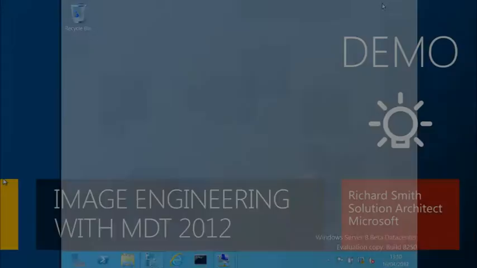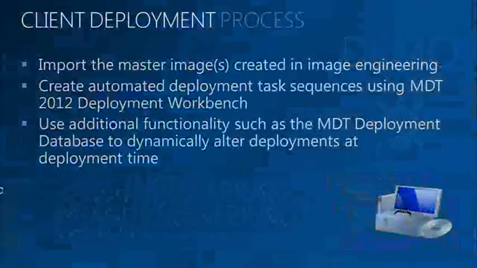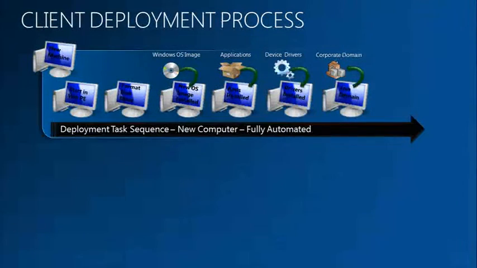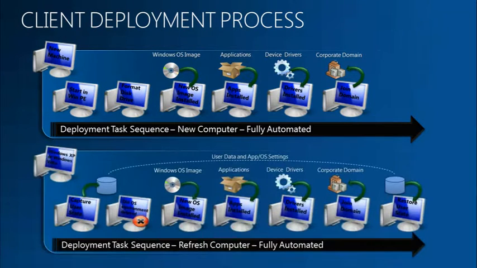So let me just summarize what we've seen here. The client deployment process itself has to take into account a number of different variables. Whether we're deploying to a new computer in a fully automated manner, we have a number of steps, or whether we are deploying to a machine that has existing operating systems installed. We have things like user state migration to deal with, settings, data to be migrated. The task sequence templates within MDT 2012 will deal with all of this for you.